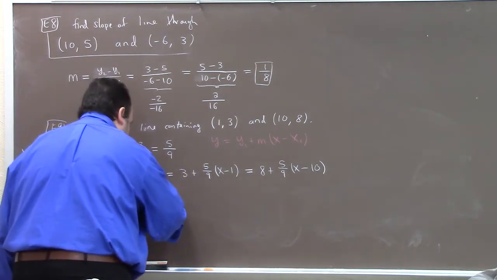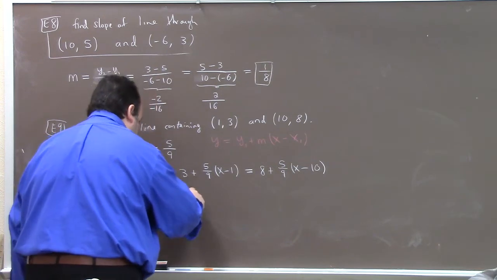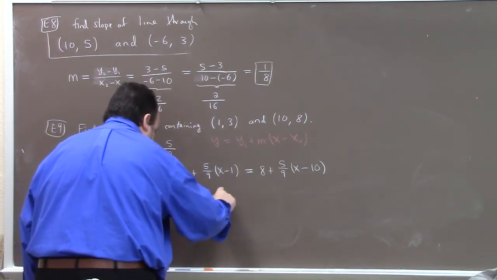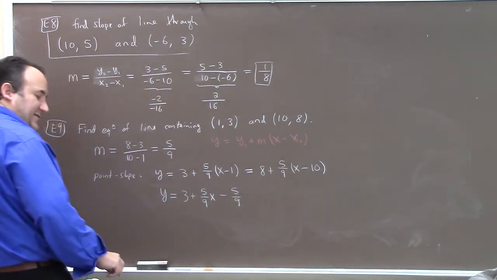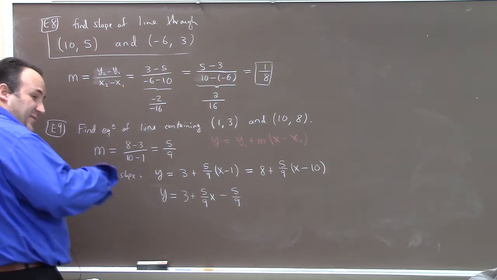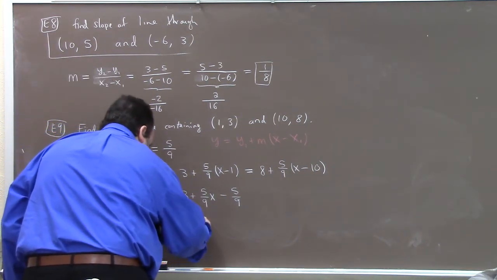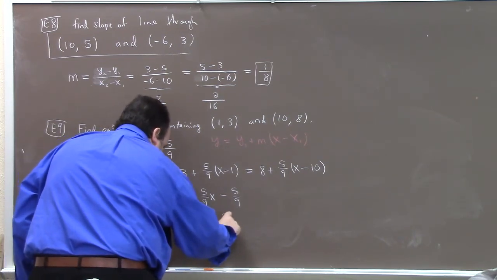Because if your answer has to be in mx plus b form, then we have a little bit more work to do. So this is 3 plus 5/9 x minus 5/9. How many ninths is a third? I mean, 3 is what, 27/9? 27 minus 5 is 22/9. So y is equal to 5/9 x plus 22/9.